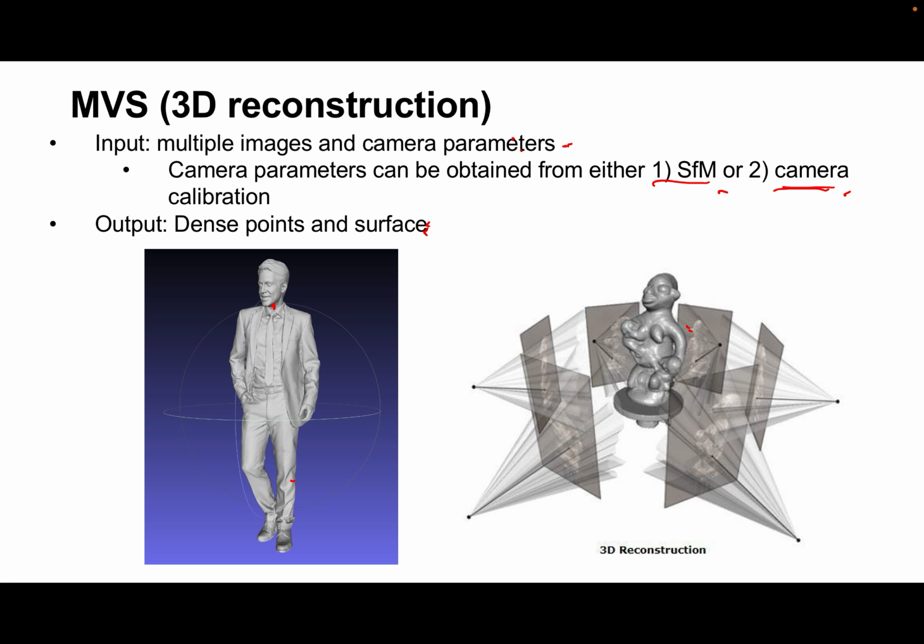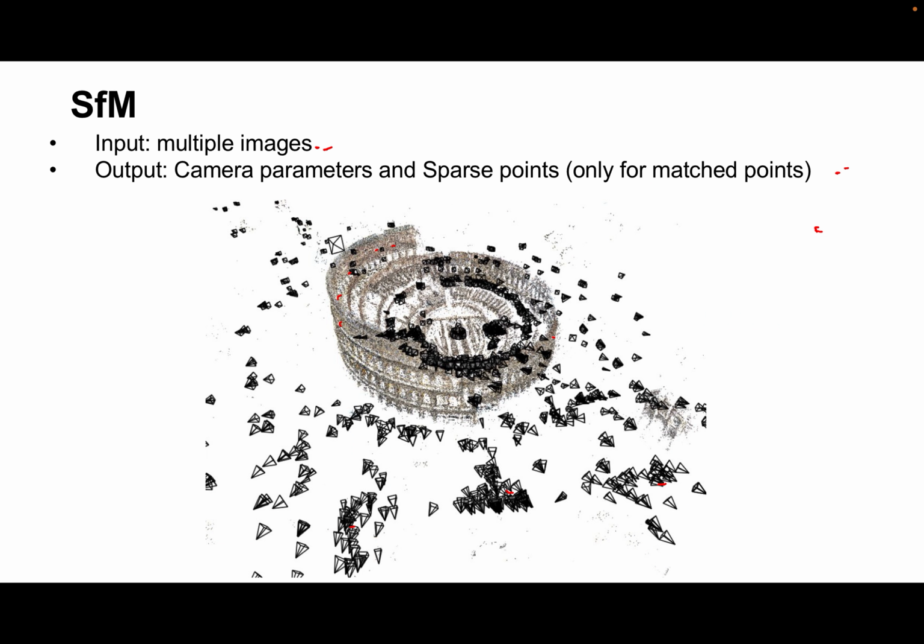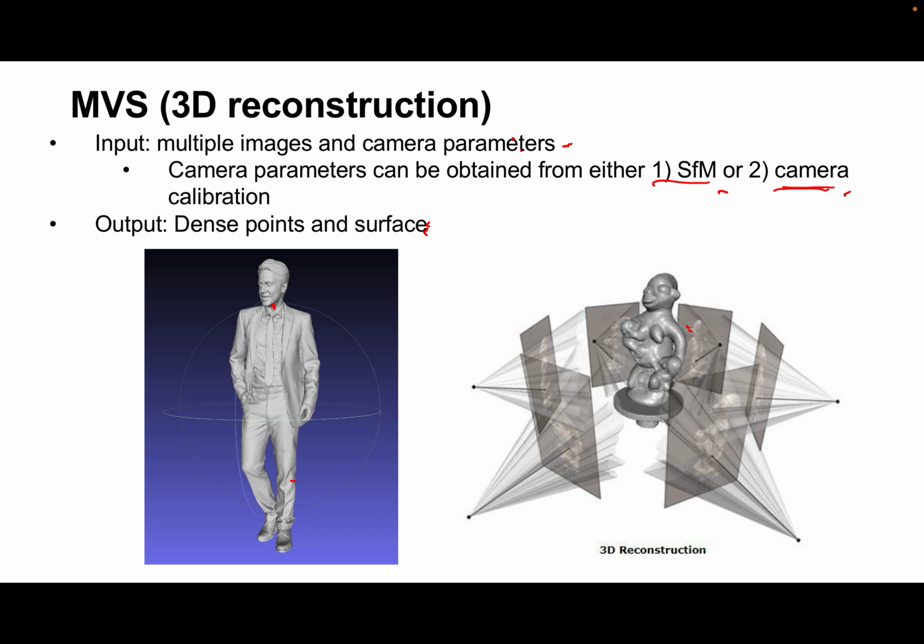The output is dense points and surface. Here, can you see the difference? These are just a set of sparse points, but here we have full surface geometry with very detailed wrinkles, facial expression, hair, and overall shape of the sculpture. All these things should be included in MVS. In other words, it is called 3D reconstruction. This is a very famous and very important field in computer vision, 3D reconstruction.